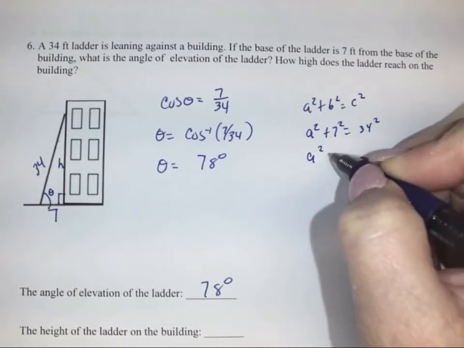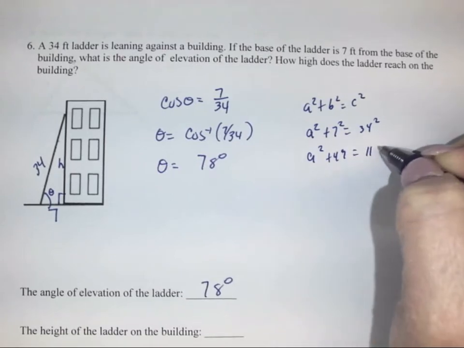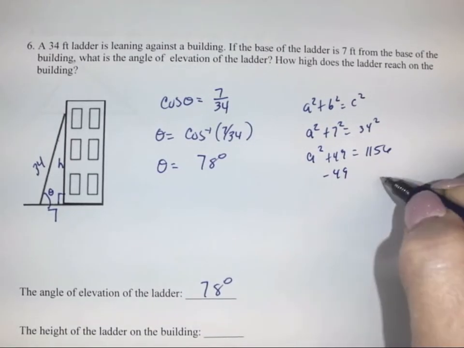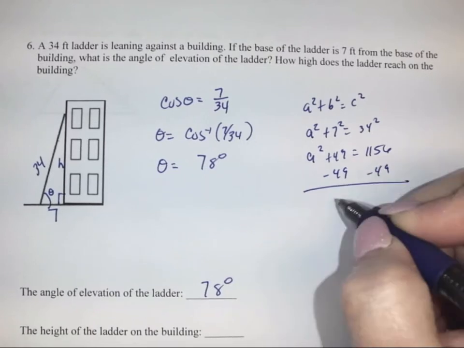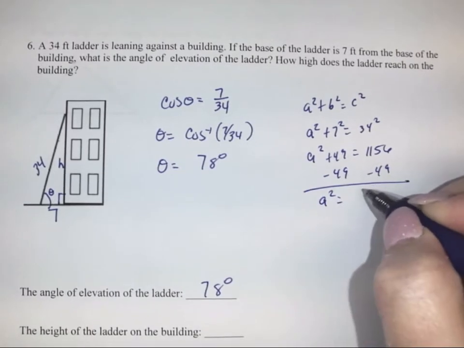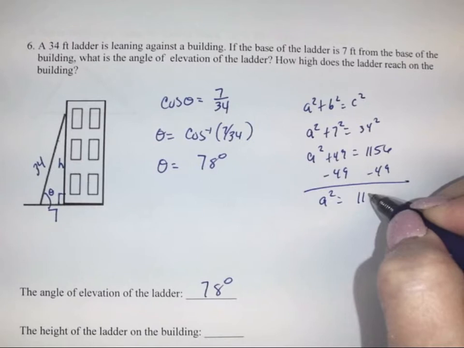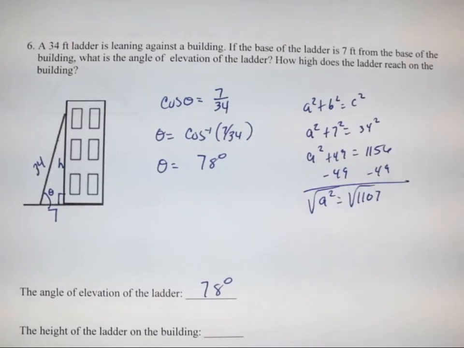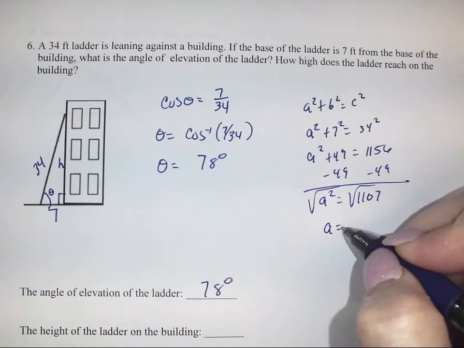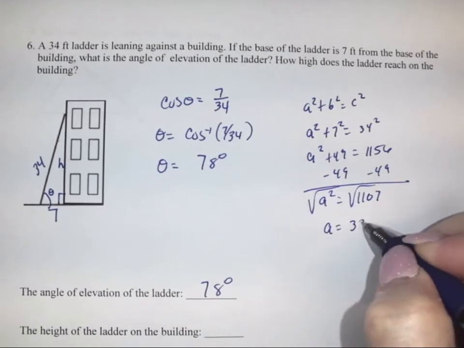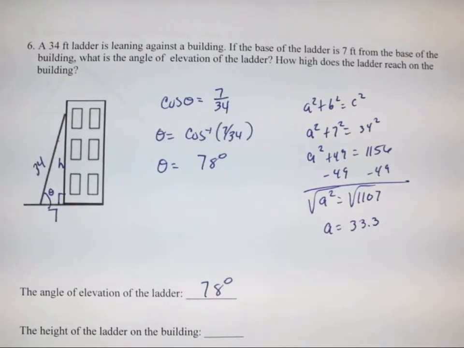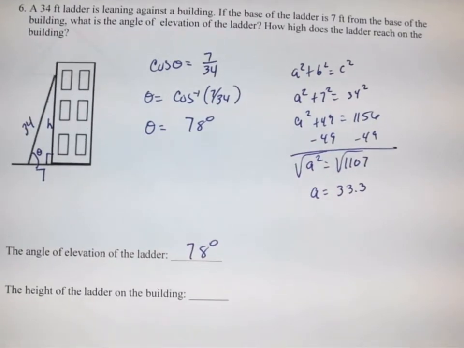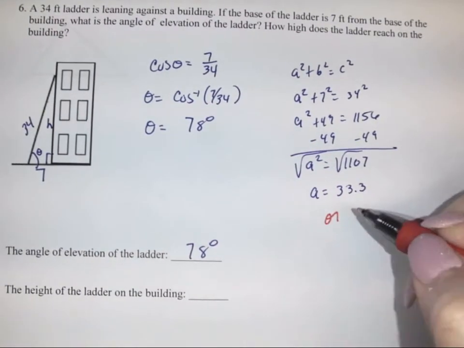So a squared plus 49 equals 1,056. If I subtract the 49 over, I get a squared is equal to 1107. Taking the square root, it will be positive because it is a distance. So a would be equal to 33.3. Now, you can do it that way, or you could solve it another way.